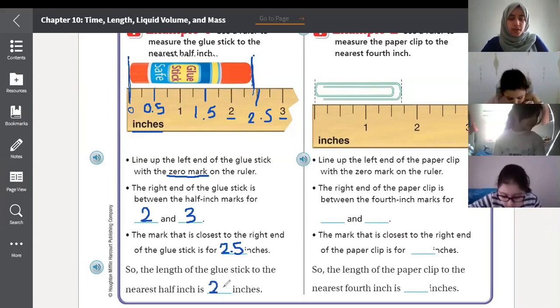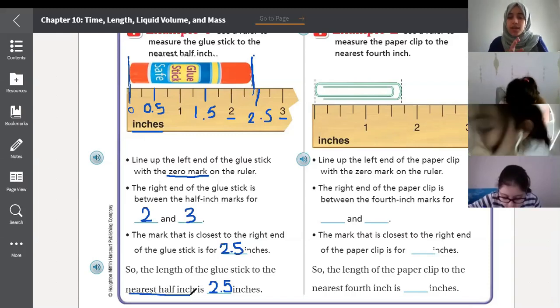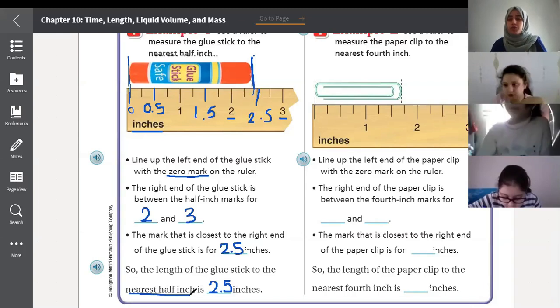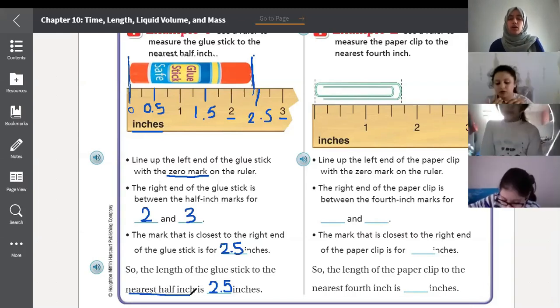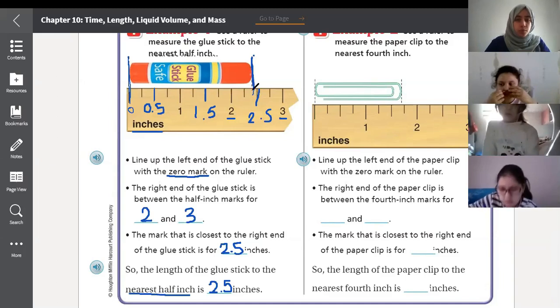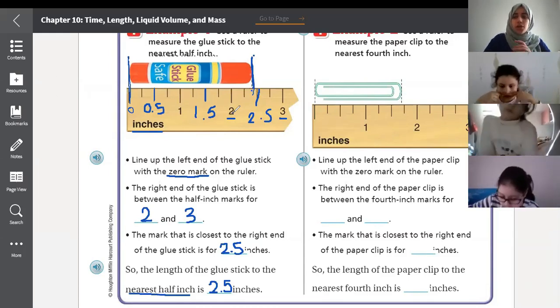Because the question asks for the nearest half-inch, I can write 2.5. If the question asked us for the nearest inch, we just need to look at the ruler, and the glue stick is closest to 2. So if they ask us nearest inch, we will write 2 inches. But if they ask us nearest half inch, we will write 2.5.